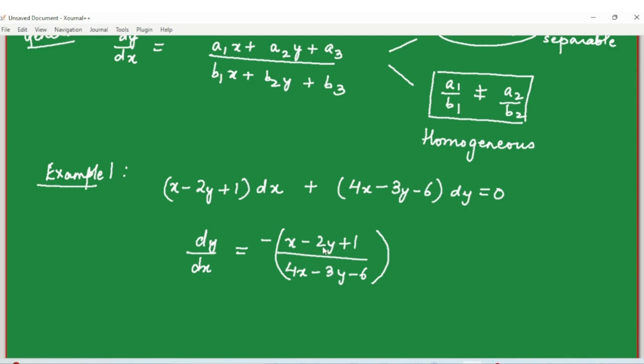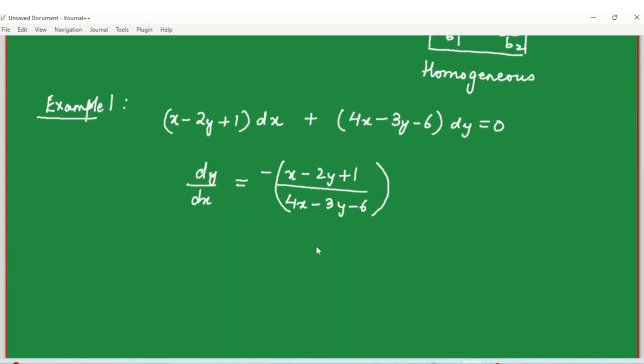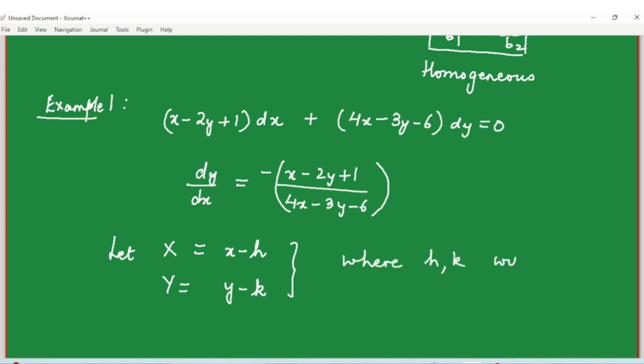We cannot reduce it to separable, but we can reduce it to homogeneous by introducing two new variables. Let's introduce two new variables, say capital X and capital Y, in such a way that capital X is a translate of the earlier x. It's x minus some constant, say h, and capital Y is y minus some constant, say k, where these h and k will be chosen suitably later on.